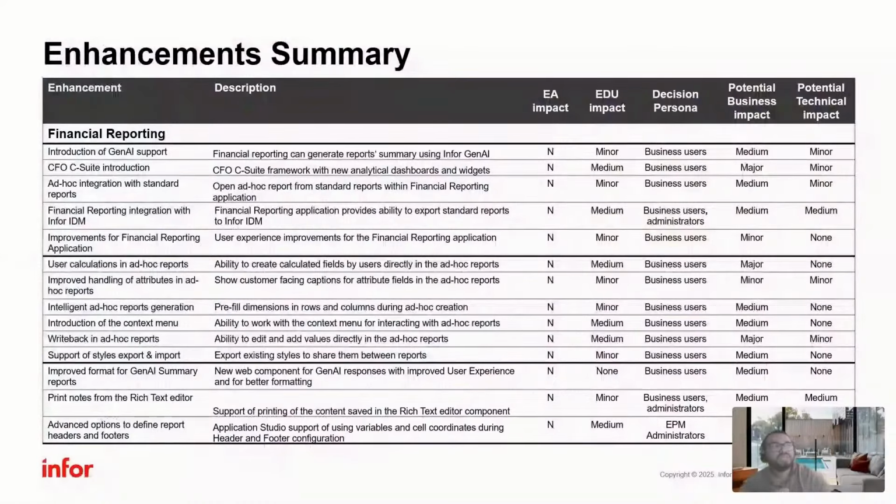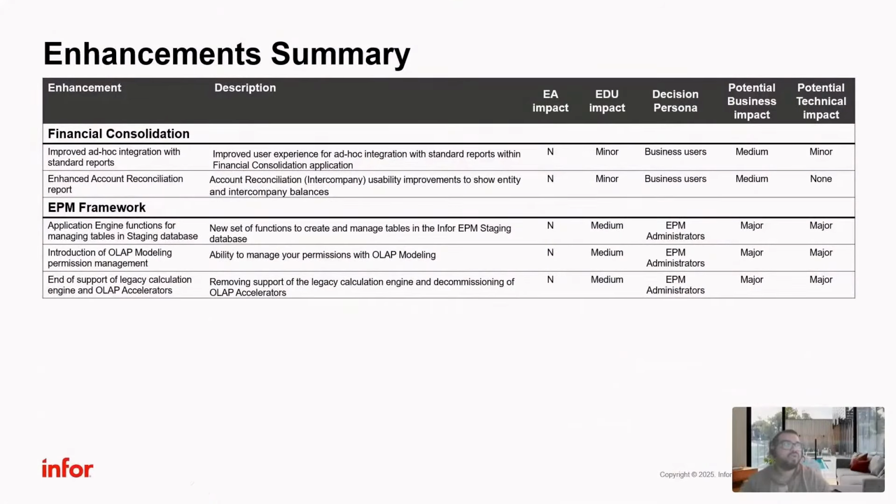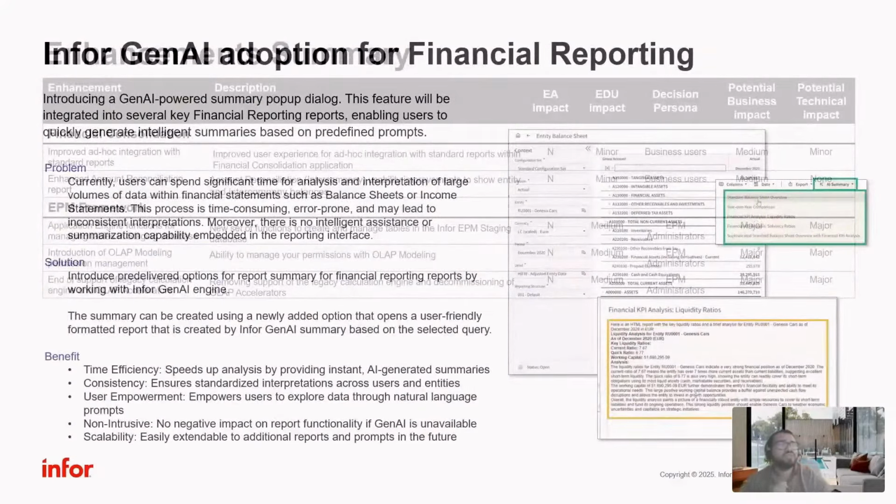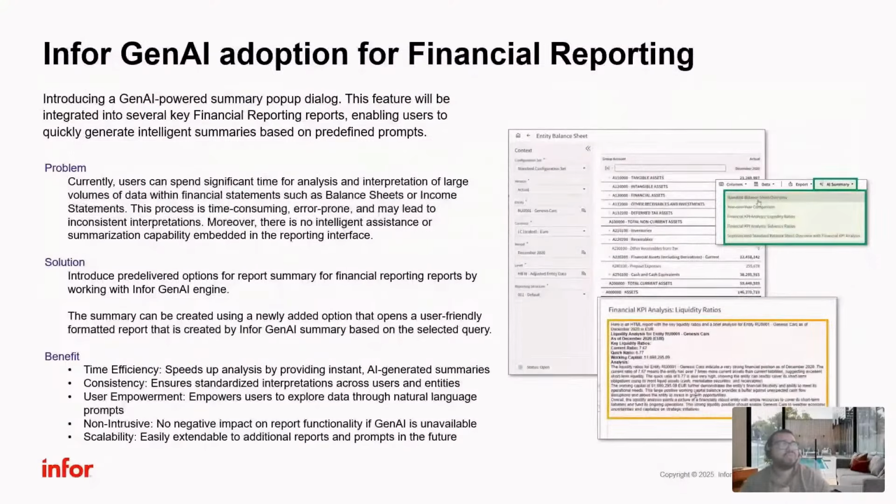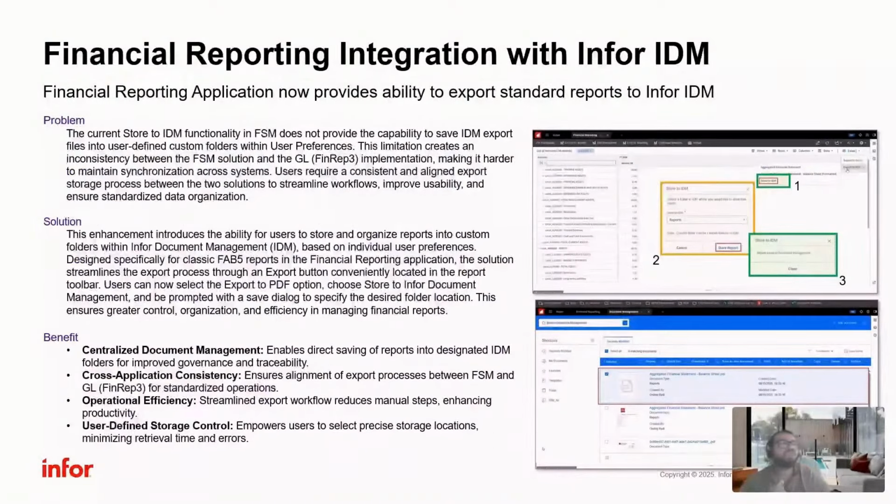So what's new? In the October release, we have tons of enhancements from financial reporting to financial consolidation and APM framework. I'm not going to go over all of them, but let's start with GenAI. In financial reporting, users will now be able to run analysis with GenAI on out-of-the-box reports, and you'll get a nicely formatted summary based on the selected data. Then we have the ability to export standard reports to Infor IDM. This enhancement introduces the ability for users to store and organize reports into custom folders within Infor Document Management.